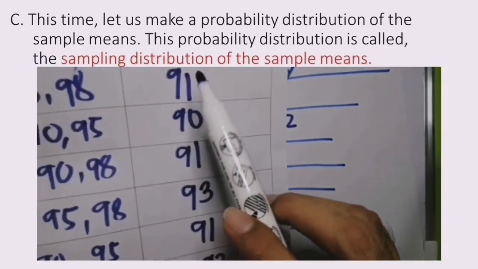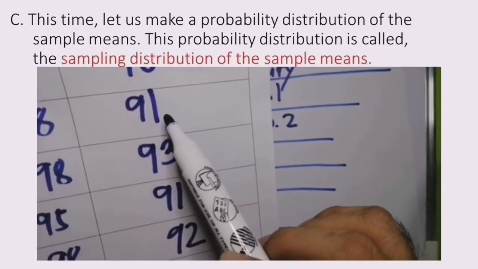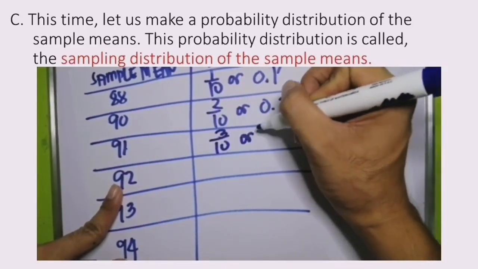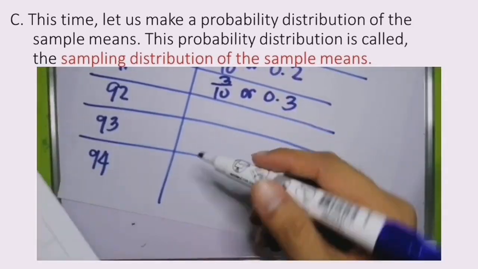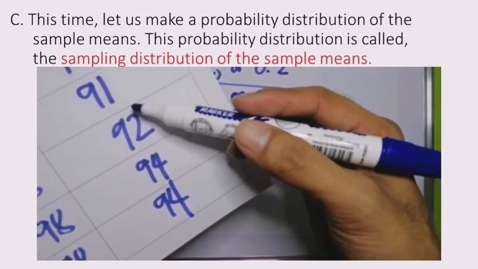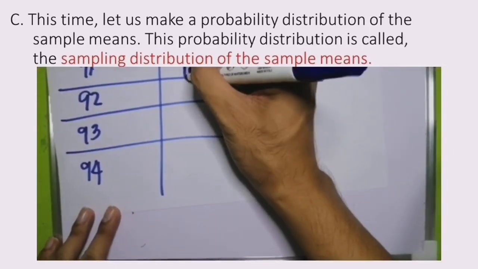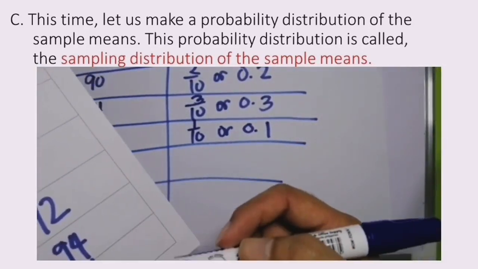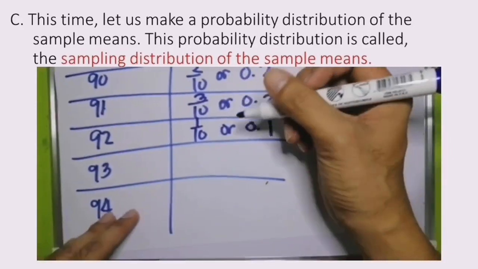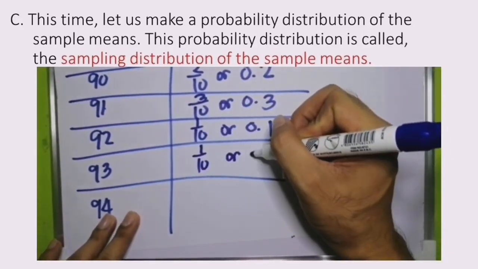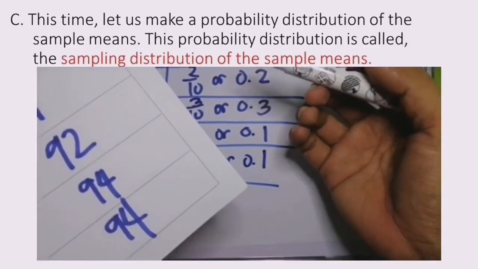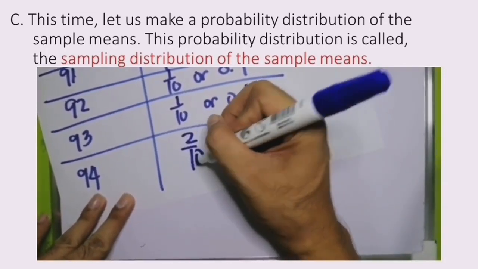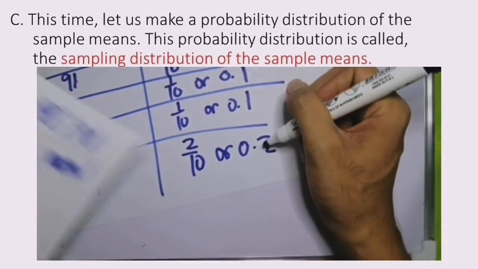Next, 91. 1, 2, 3. So there are three 91s. That's 3 over 10 or 0.3. How about 92? Only one, so that's 1 over 10 or 0.1. 93 is also one, so 1 over 10 or 0.1. How about 94? Clearly 94 appears twice. So that's 2 over 10 or 0.2.